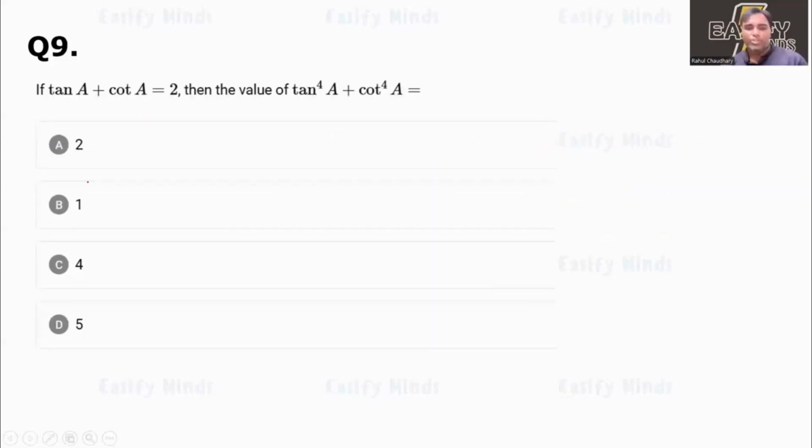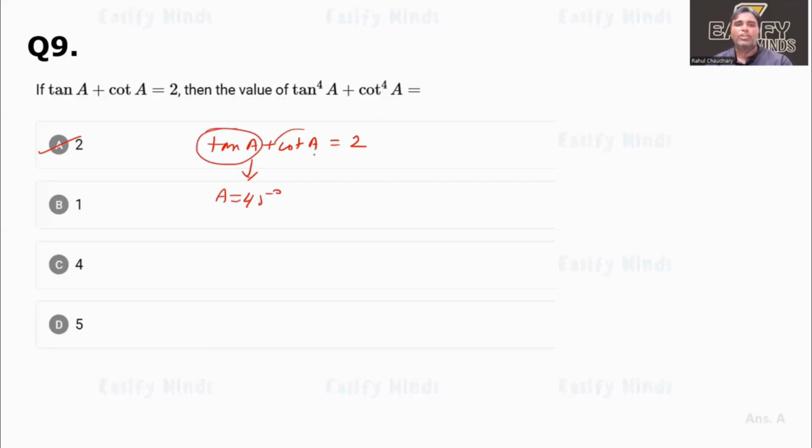Ninth one. Do it fast. Tan A plus cot A equals 2. Then what is the value of tan to the power 4A plus cot to the power 4A? Nice. That is option A. Now tan A plus cot A is 2, so let's try to put 45. If we put 45, tan 45 is 1, cot 45 is 1. It's satisfying. So angle is 45.